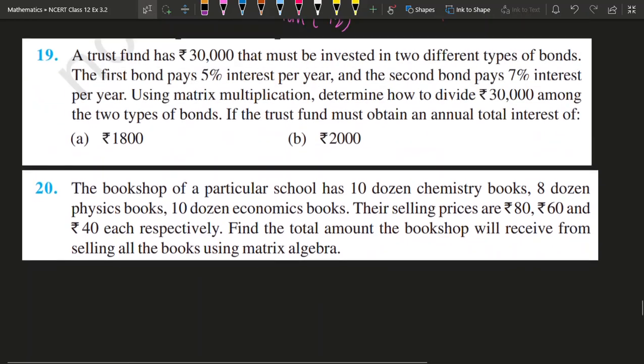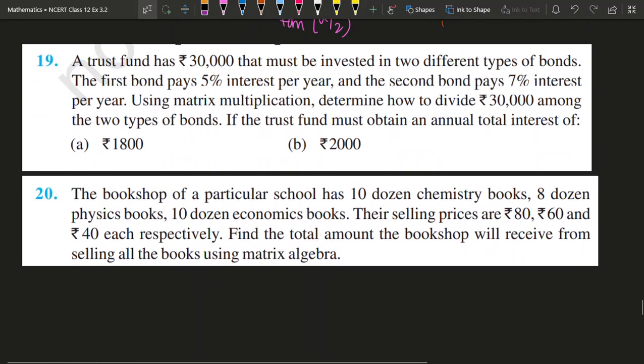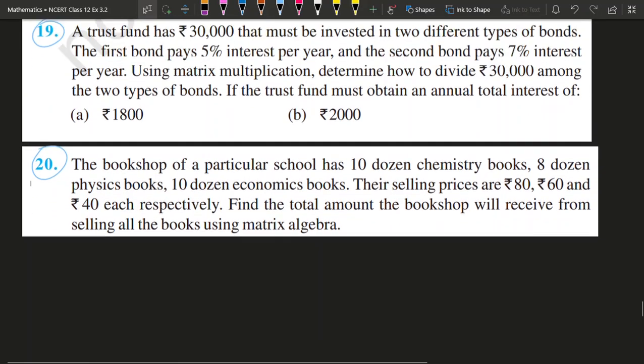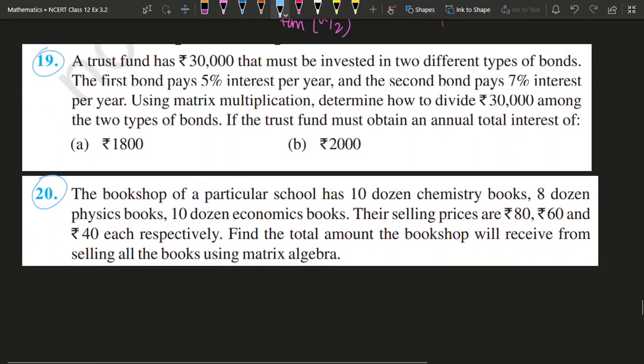Let's do some final problems before ending this video. So 19 and 20 are sort of the practical applications of matrix, and what I will do, I will just solve problem number 20, and problem number 19 is just kind of an extension of it, so you can try it out yourselves. So the bookshop of a particular school has 10 dozen chemistry books.